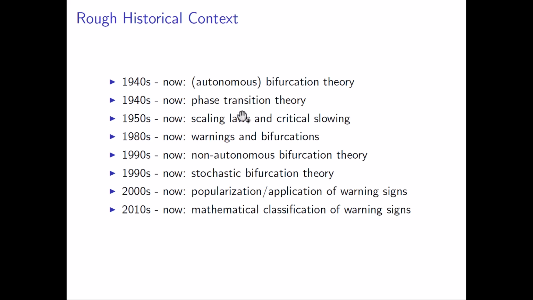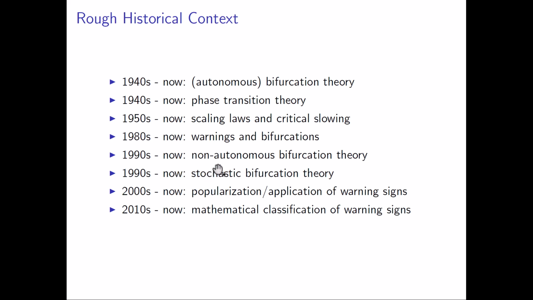theory in physics. Then in the 1950s, people realized there's this scaling law behavior when you approach a bifurcation or phase transition point, and critical slowing down was discovered: the system slows down in recovering after you perturb it because you are getting less and less stable. And then in the 1980s, it was realized that these things could be used as warning signs if you approach a bifurcation point. And then in the 1990s, more was done on non-autonomous bifurcation theory, which is still under development.